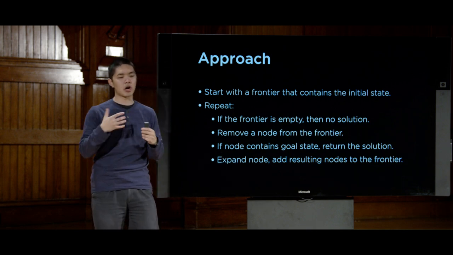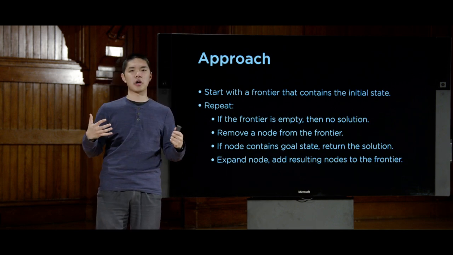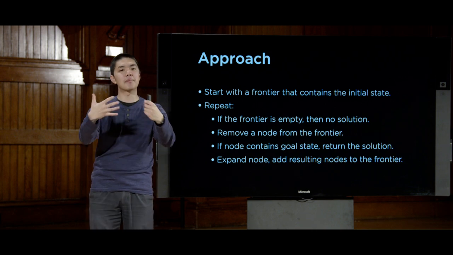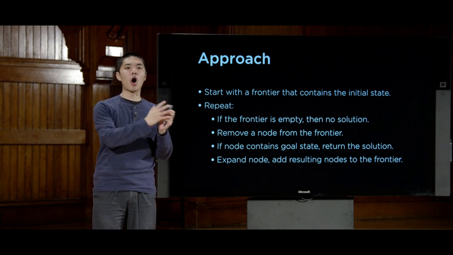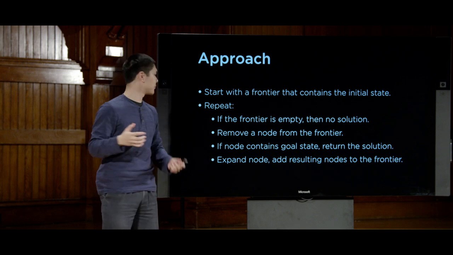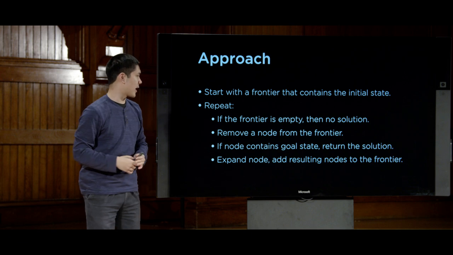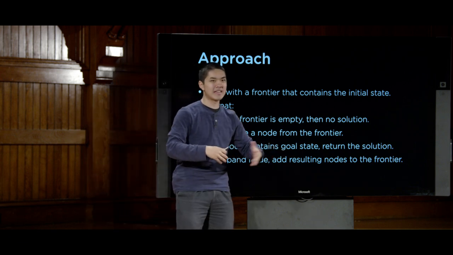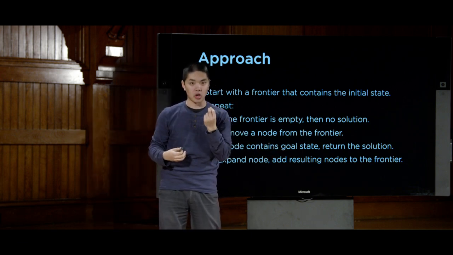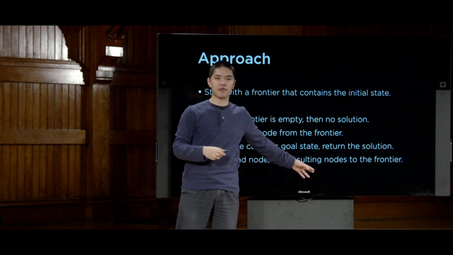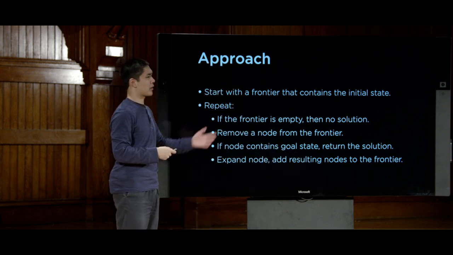And this is a term of art in artificial intelligence. To expand the node just means to look at all of the neighbors of that node. In other words, consider all of the possible actions that I could take from the state that this node is representing, and what nodes could I get to from there. We're going to take all of those nodes, the next nodes that I can get to from this current one I'm looking at, and add those to the frontier. And then we'll repeat this process.